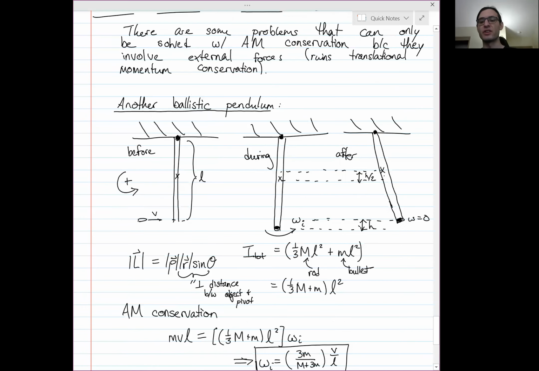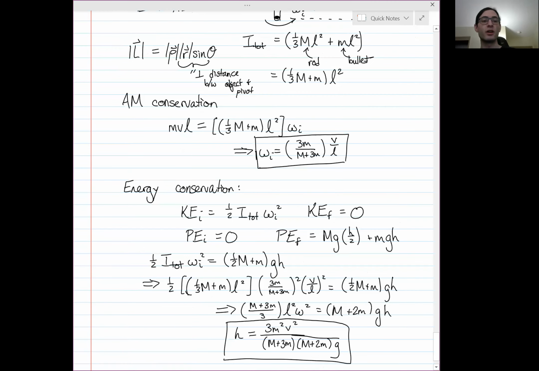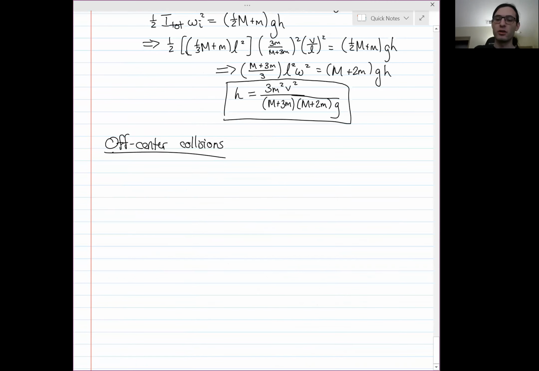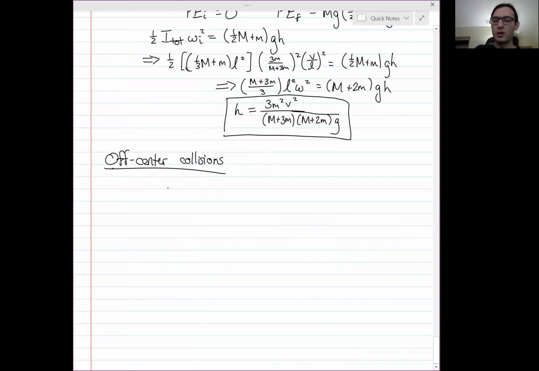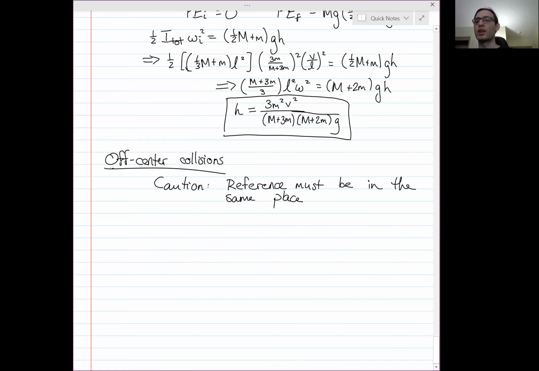Just imagine that this whole thing was in 0G and there wasn't a pivot at the top. Well, then you can imagine that the bullet would hit the rod, the rod would move forward a little bit, but it would also start to spin, right? And so you'd have to analyze that using angular momentum conservation. But we have the tools for that. Just as a caution for off-center collisions, when you're solving them, the reference point has to be in the same place before and after the collision. So you can't have your reference point track your objects.